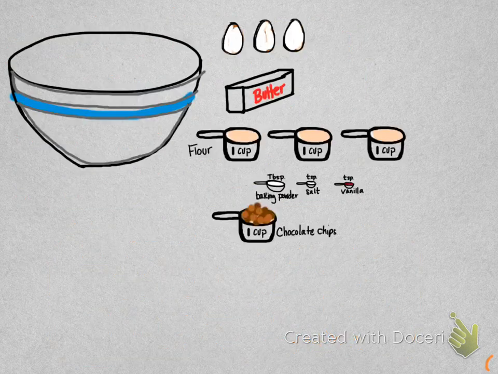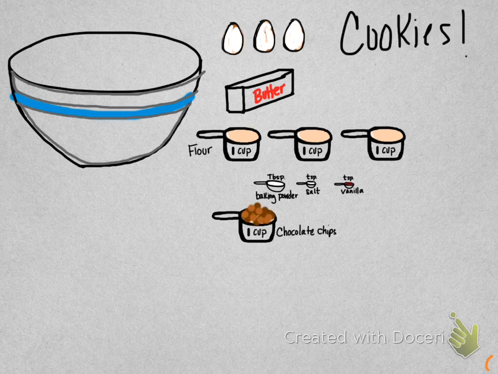Let's talk about cookies. Yay, cookies! Let's say you've set out to make cookies and you've got your recipe ready. Your recipe calls for 3 eggs, 1 stick of butter, 3 cups of flour, a tablespoon of baking powder, a teaspoon of salt, a teaspoon of vanilla, and a cup of chocolate chips.